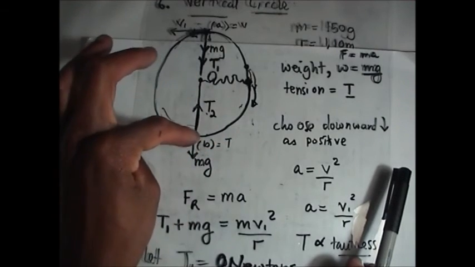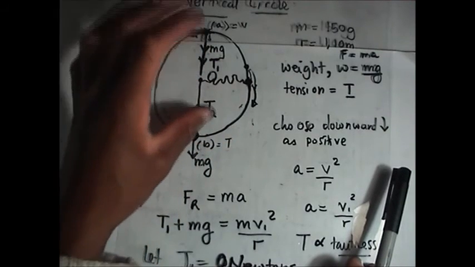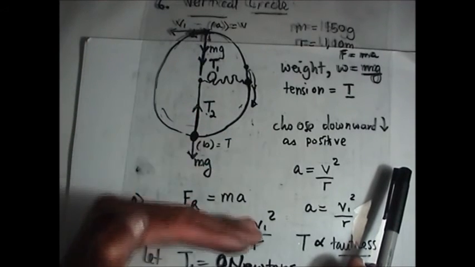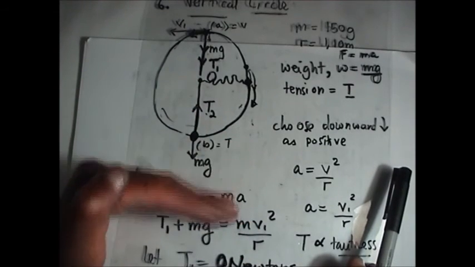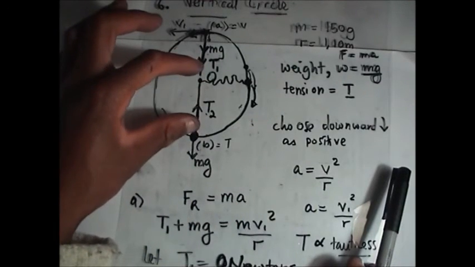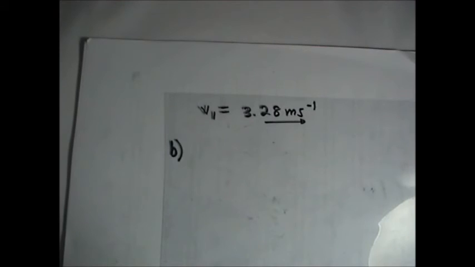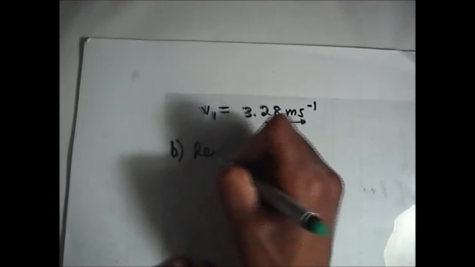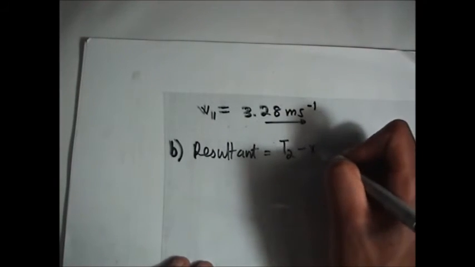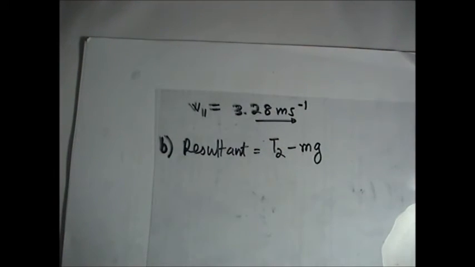If it's continuing in a circle, it means the top forces are greater than the bottom forces, because if the bottom forces were greater, the ball was going to fall. But the ball is not falling, it's continuing in this path, which means these forces on the top part are more than the ones at the bottom. So we're going to calculate our resultant. Resultant will be equal to T2 minus mg. The subtraction of this will give the resultant, but the resultant is equal to what?